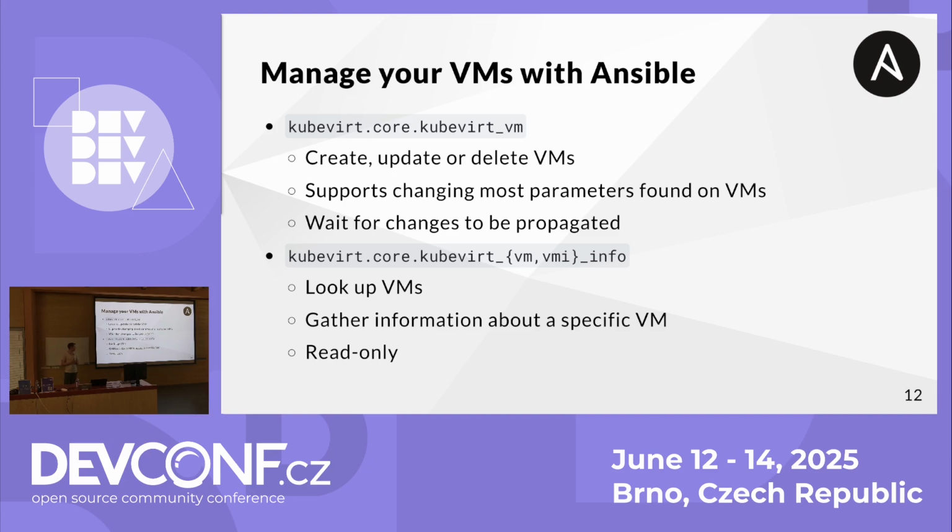Also, we have the kubevirt_vm_info and kubevirt_vmi_info modules, and those allow you to look up VMs on a cluster. You can look them up by namespace or by label selector or field selector filters. And it also allows you to gather information about a specific VM. So for example, if you wanted to have a look at the status of a specific VM, you can do so with these modules. Also, they are read-only, so they cannot harm your VM or your workloads inside that VM. It's safe to run them against your live workloads.